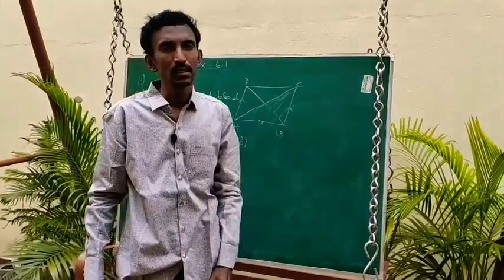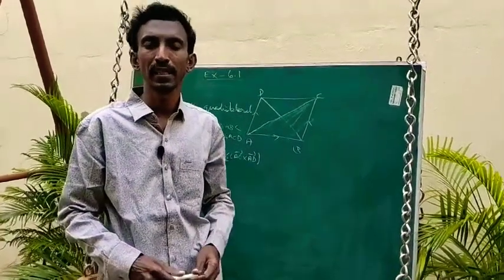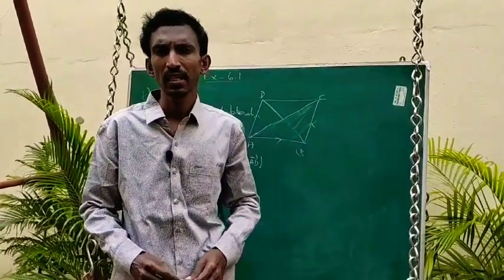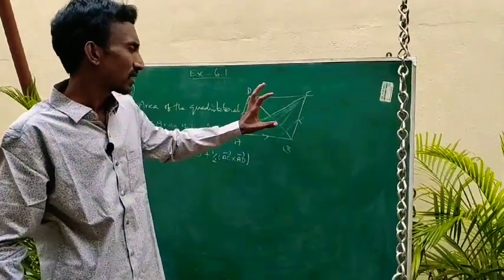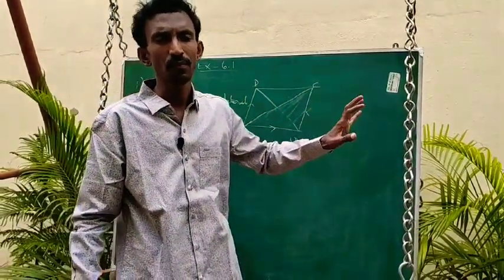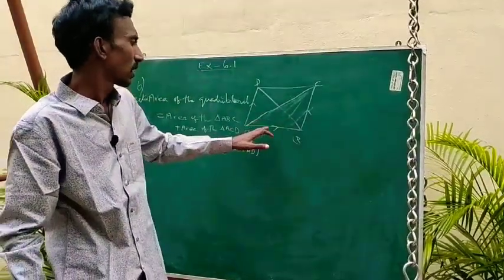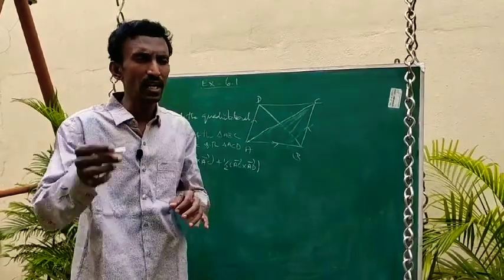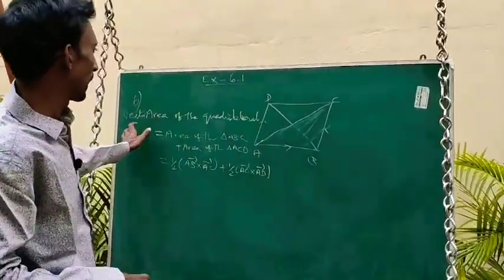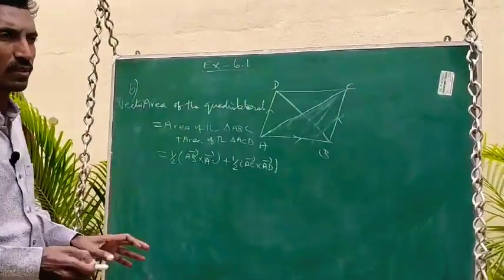Question number 6. The question is, prove by vector method that the area of the quadrilateral having AC and BD as the diagonals is half into modulus of AC cross BD. So modulus means it is the area. First we can find out the vector area of the quadrilateral. There is a difference between the two.